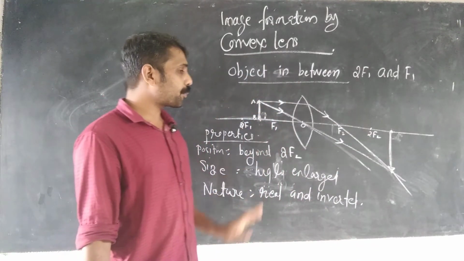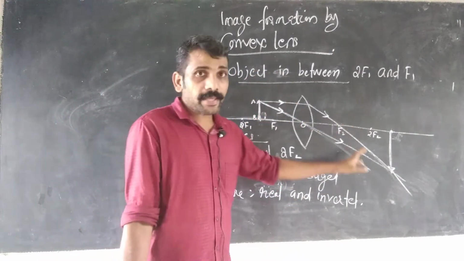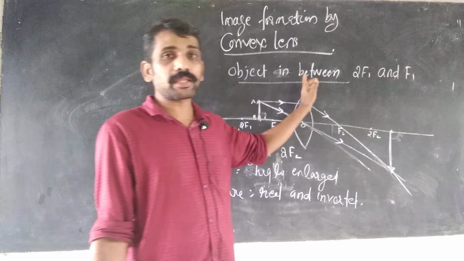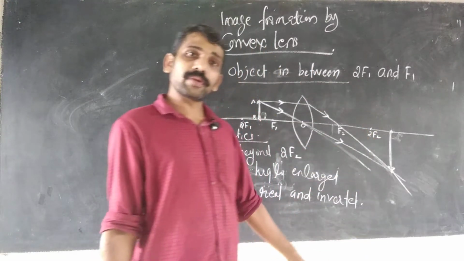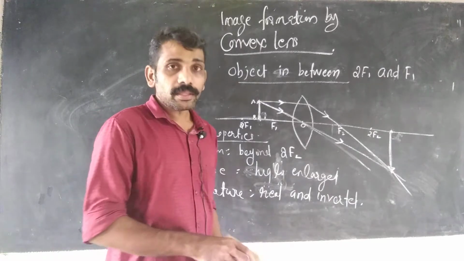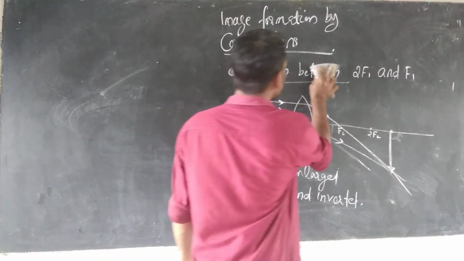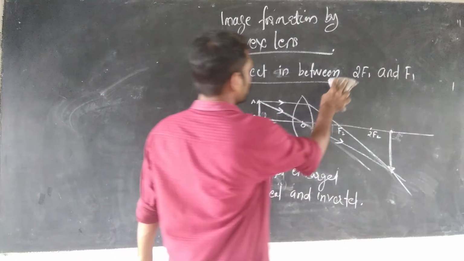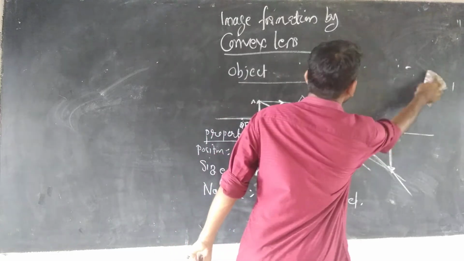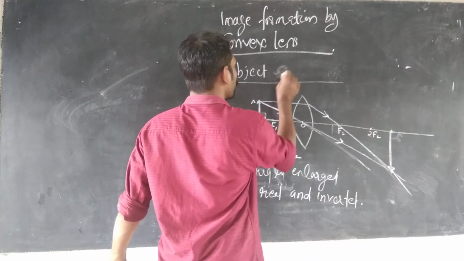Okay, these are the properties of the image when the object is placed between 2f1 and f1. So next we can check, if the object is placed at f1. Okay, the object is placed at f1.